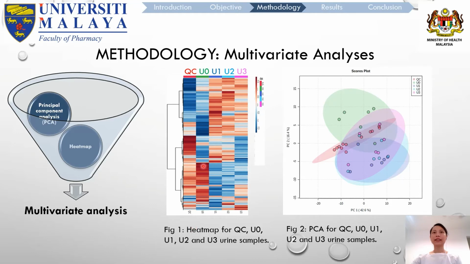Figure 1 is the heat map. The blue color is low intensity and the red color is high intensity. For the columns, the green column is U0, the dark blue is U1, the light blue is U2, and the pink is U3.